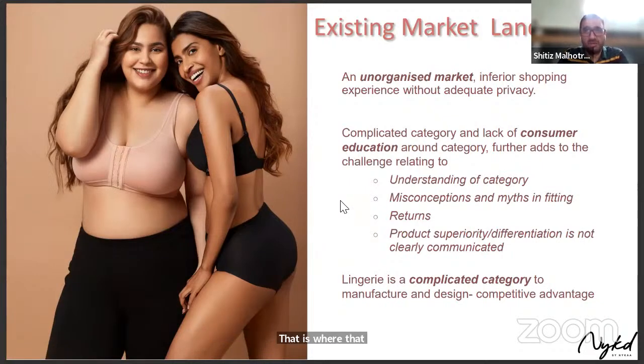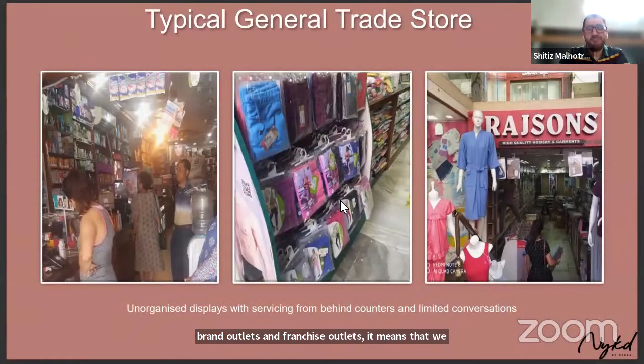When I say exclusive brand outlets and franchisee outlets, it means that we treat both stores the same way, whether it is our own store or a franchisee store. So what is the need of a franchisee store, or an exclusive brand outlet store?